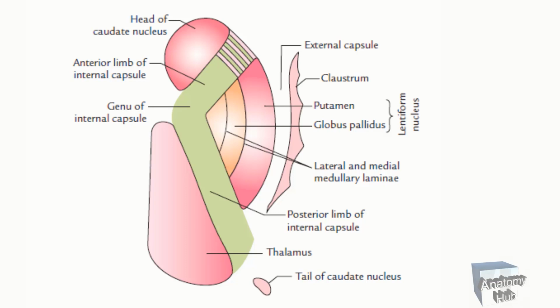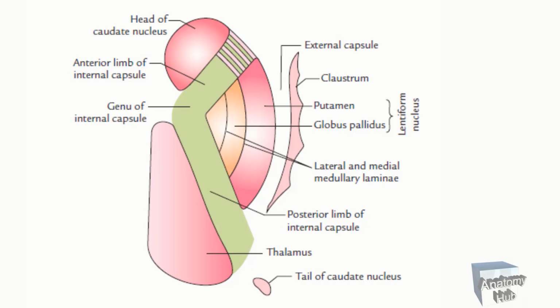Lentiform nucleus. Lentiform nucleus is a large lens-shaped, biconvex, mass of gray matter beneath the insula forming the lateral boundary of internal capsule. In horizontal section of cerebrum, it appears wedge-shaped with broad convex base directed laterally. It has 3 surfaces and divides into 2 parts.